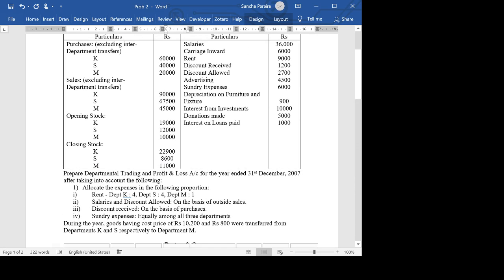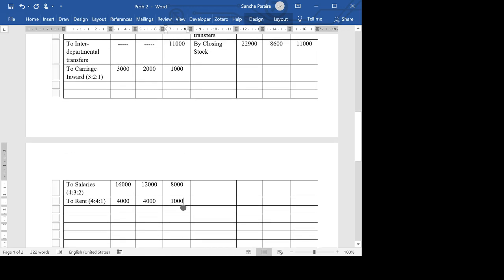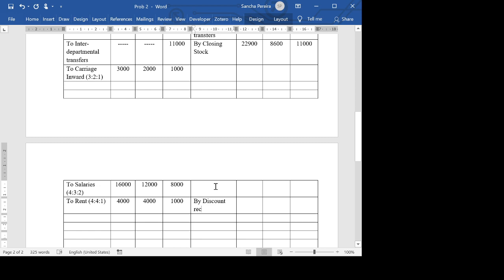Okay, then we have discount received. Now discount received is an income, so it's going to come on the credit side. Leave a line for net profit. Sorry, leave a line for gross profit brought down and then write discount received. Now discount received is with regard to your purchases, and the ratio of your purchases is 3:2:1. We've already calculated that.